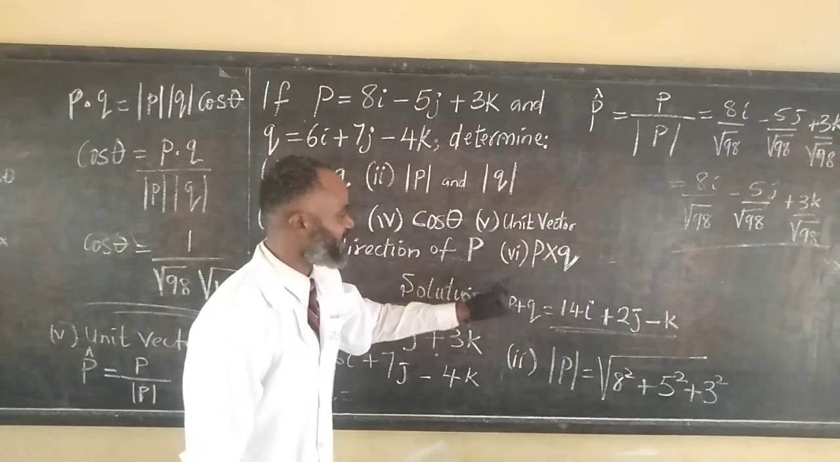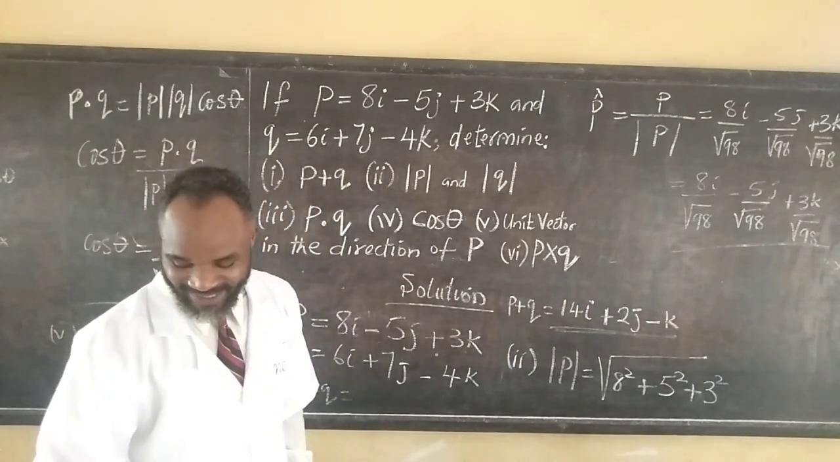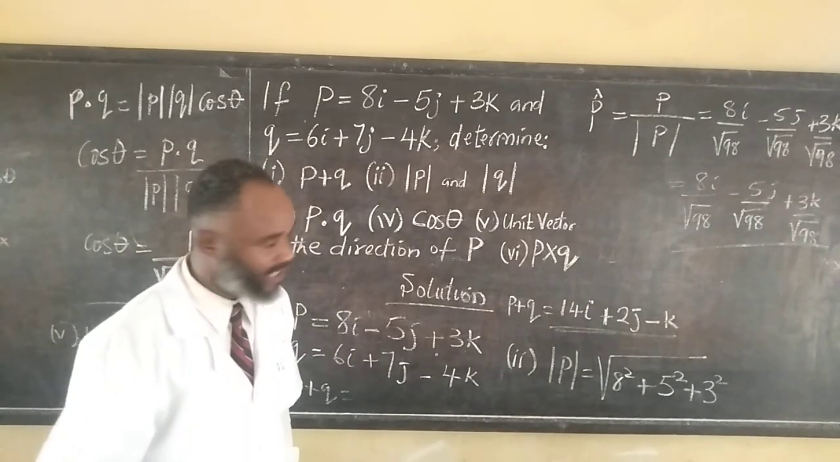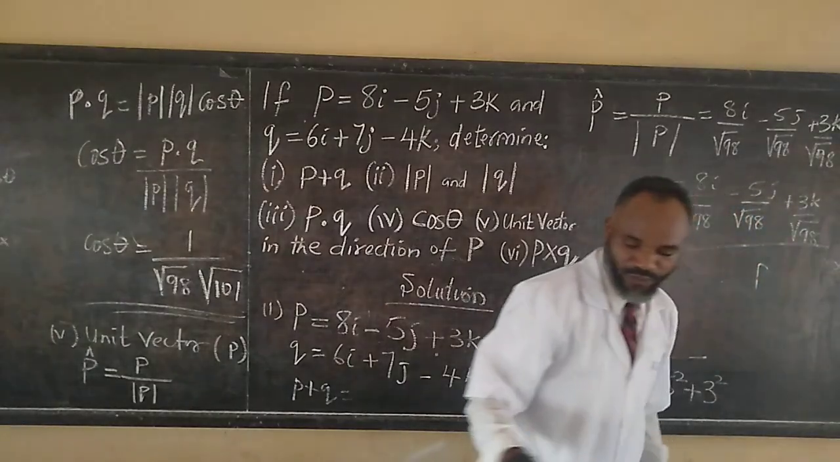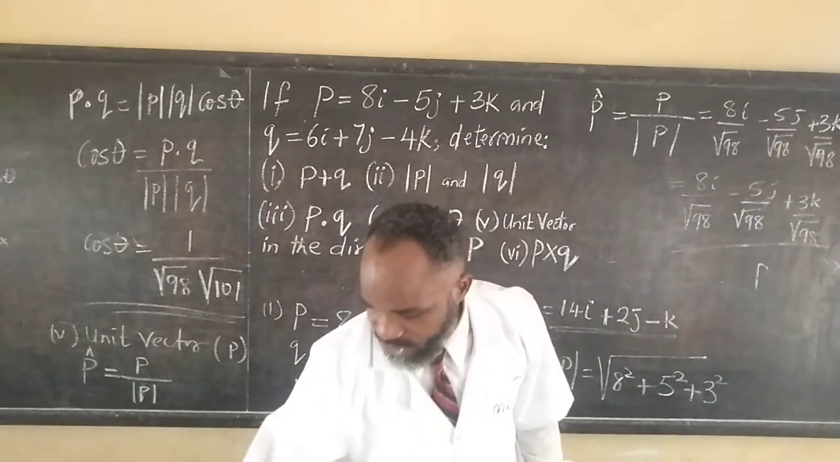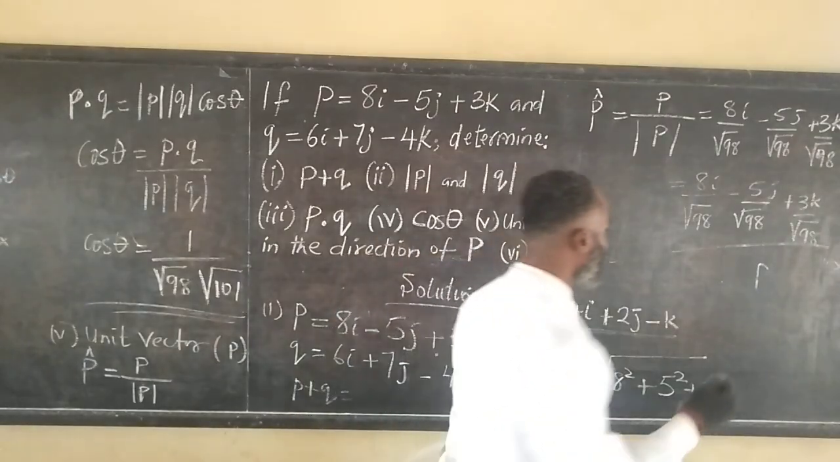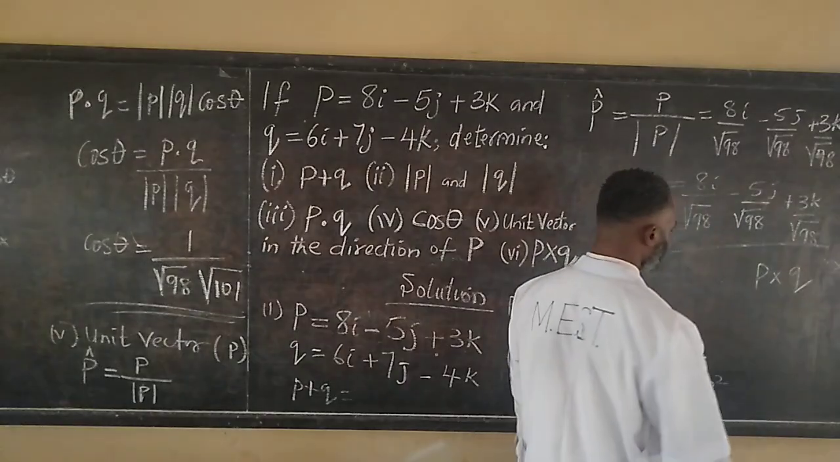And finally, P cross Q. Quite interesting, isn't it? P cross Q. Let's see, what do we do here? Just write P. What is wrong with my chalk? I need to change this chalk. Breaking and breaking intermittently. Come on.